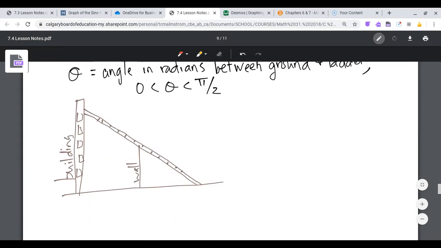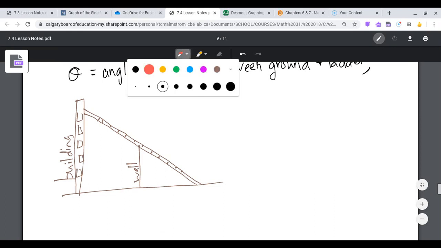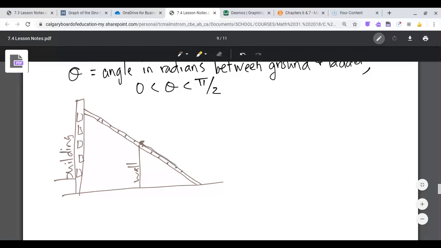So here I did my best at attempting a drawing of a picture ahead of time. And of course, it is not to scale at all. Okay, so let's see where I put my variables. I said that x is the length from the ground to the top of the wall. That's x. I'll use a different color. Okay, there's x. And then y is the distance from the wall to the building here. There's your y.